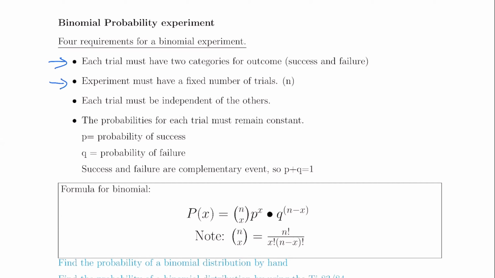All right. So for the third one, it says each trial must be independent of the other. That means it has to be done with replacement. If you remember when we did the multiplication rule, when I talked about independent, that's what it's referring to. It means that one event or one experiment shouldn't influence the chances of the second experiment or the third experiment. Each experiment should be independent from the other.